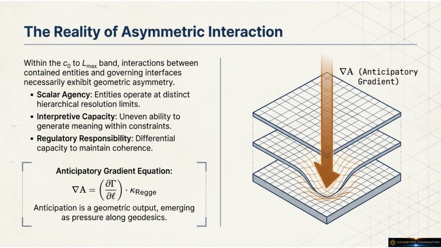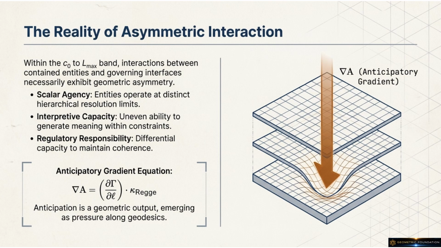Slide 7 introduces a crucial recognition. Within the containment band from C0 to Lmax, interactions between contained entities and governing interfaces necessarily exhibit geometric asymmetry. This is not a design choice, but an inevitable consequence of the hierarchical structure of reality. 3 pillars of asymmetry are identified.